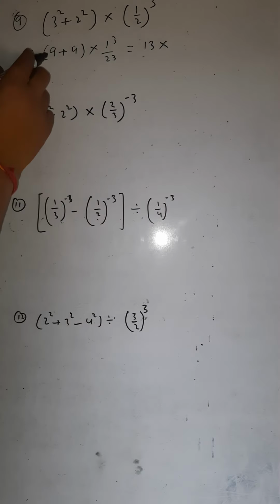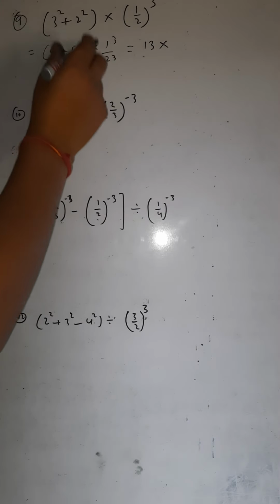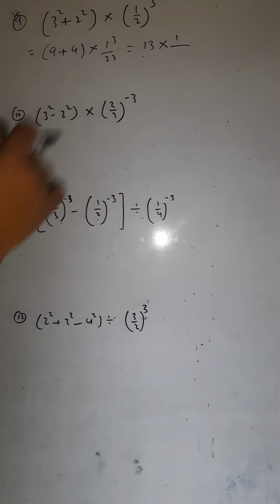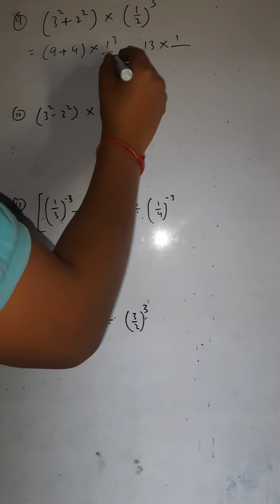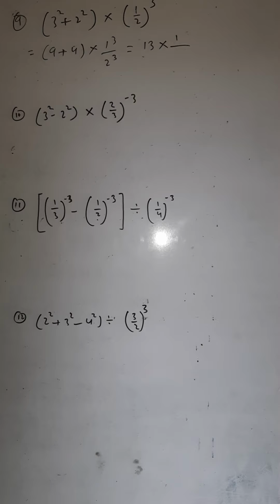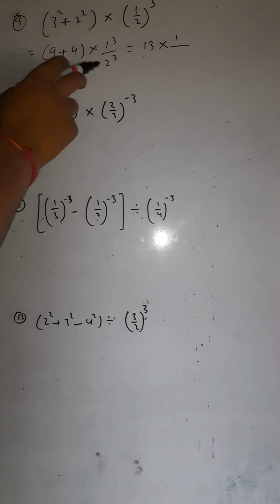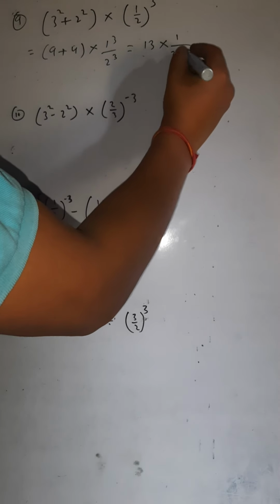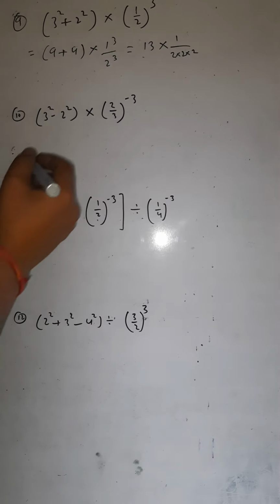13 multiply. 1 raised the power 3 means 1 multiply 1 multiply 1. Answer is 1. Similarly, if 2 raised the power 3 implies how much? 2 raised the power 3 means 2 multiply 2 multiply 2. 3 times you have to multiply these 2. So 2 to the 4, 4 to the 8. 2 multiply 2 multiply 2. This is how you have to solve this question.